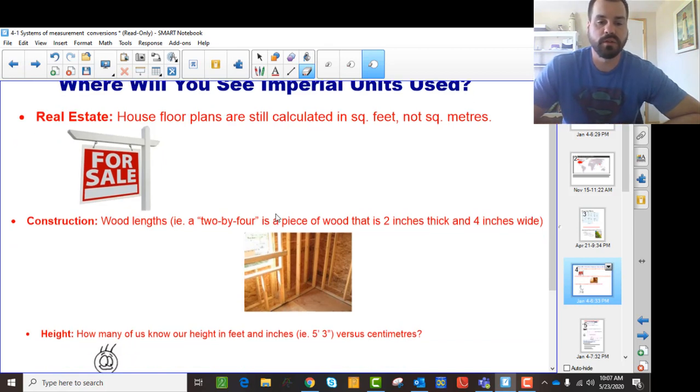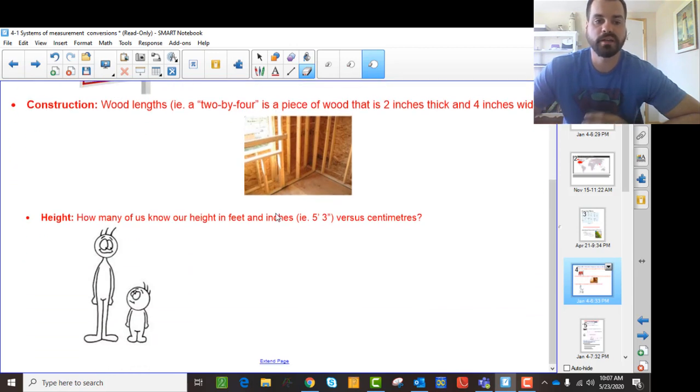In wood construction, wood lengths are measured. They're called 2x4s. They're measured in imperial units, 2 inches thick and 4 inches wide. If you ask somebody how tall they are, the vast majority of people, even here in Canada, even though we're on the metric system, so we should be saying it in centimeters, you'll see most people respond to that question with feet and inches. So if somebody asks you how tall you are, you're often going to say, in my case, I'm 6'5".